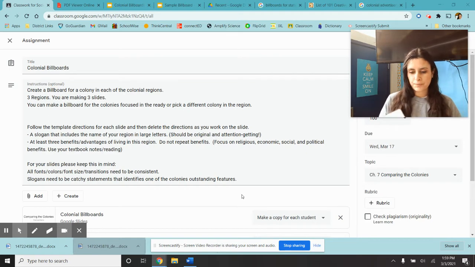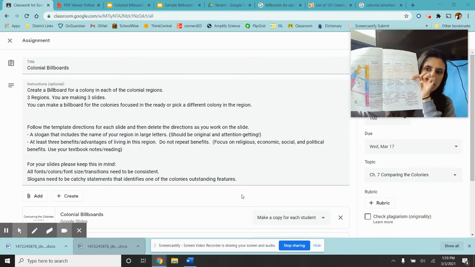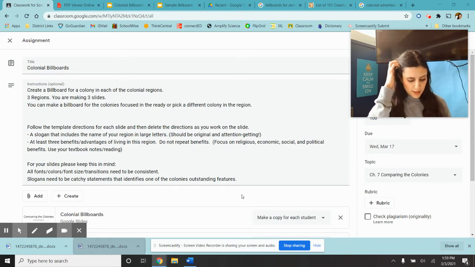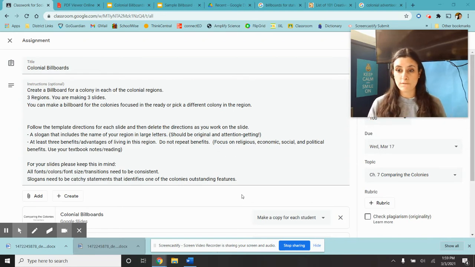Now, you have your chart, so you can choose one of the colonies that we covered here, right? You can pick one of these colonies, or you could pick one of the other colonies that isn't listed. Like for New England, we did Massachusetts and Rhode Island, but you very easily can choose Connecticut or New Hampshire. If you wanted to do the middle colonies, we did Pennsylvania and New York, but you can do New Jersey or Delaware. For the southern colonies, we did Georgia and Maryland, but you can do one of the Carolinas or Virginia.